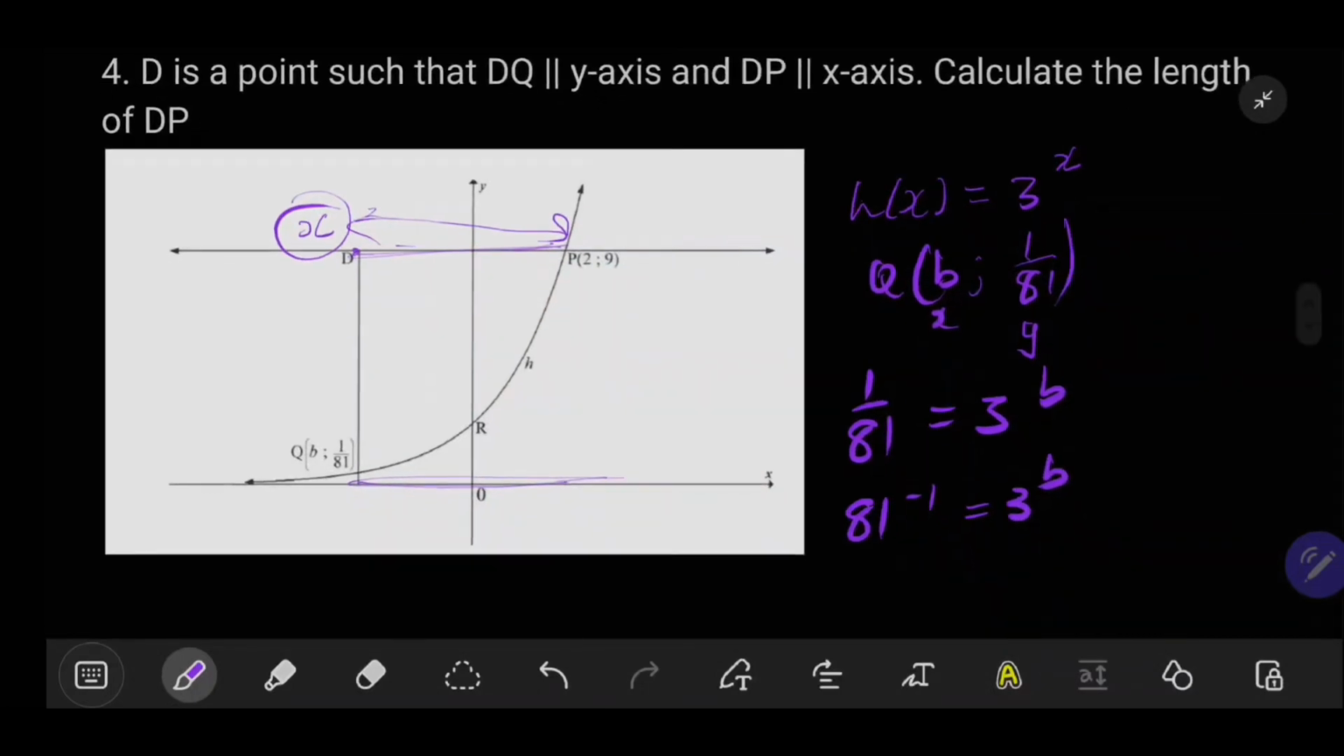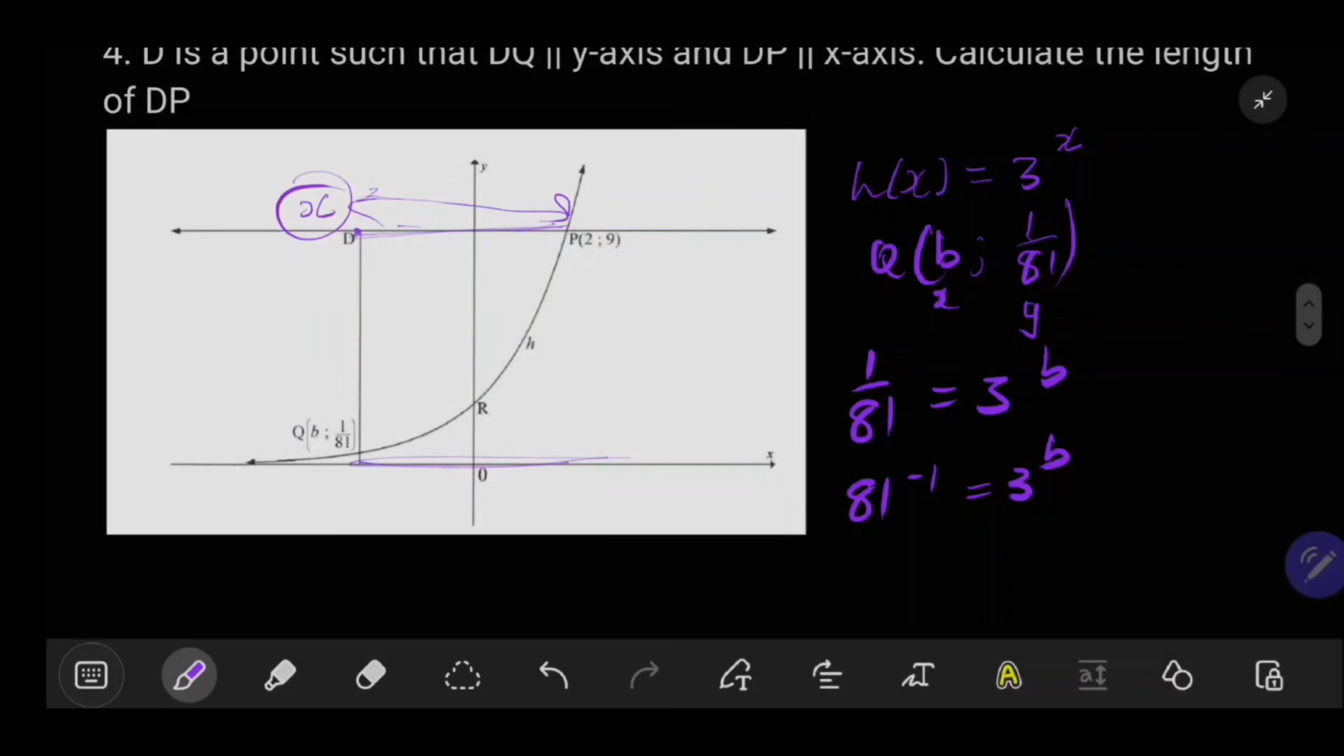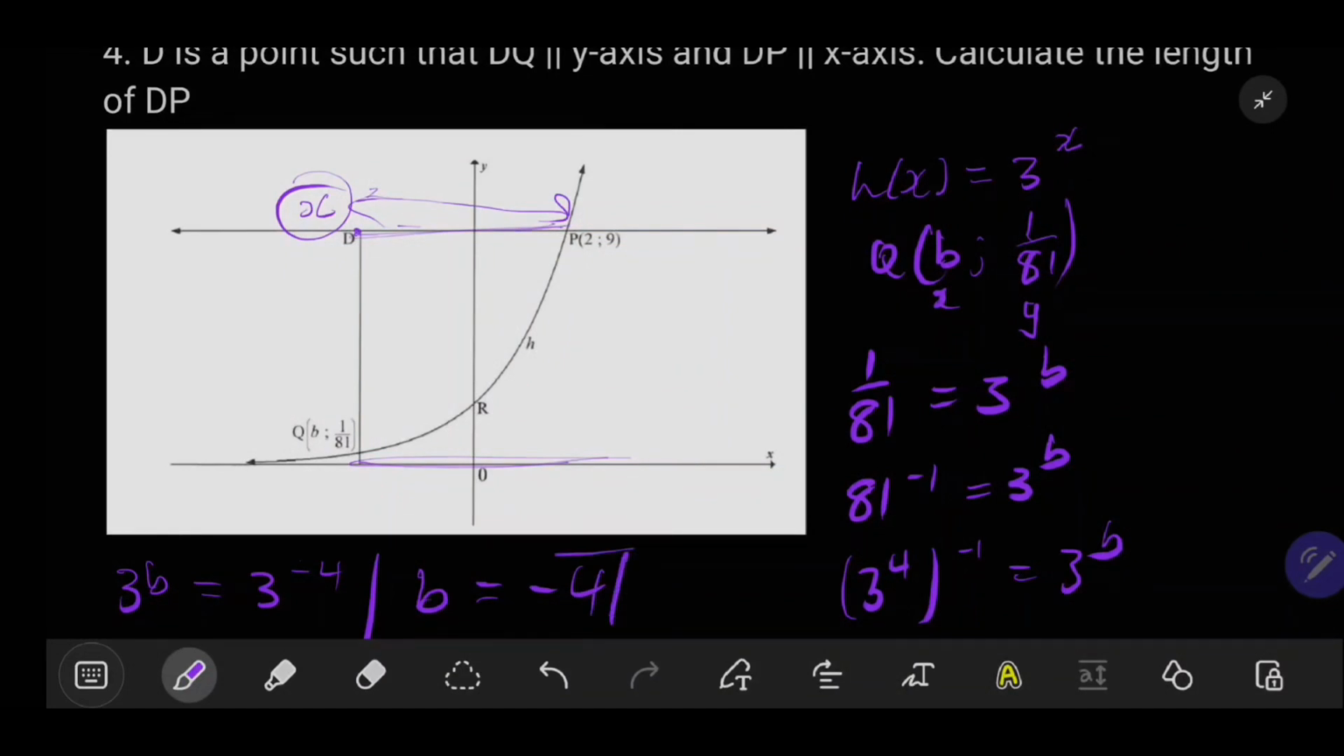Then on your calculator, you say 81, shift fact, and it's going to give you 3 to the power 4. Remember, we still have negative 1 there, which is equal to 3 to the power b. Then it means that 3 to the power b is equal to 3 to the power minus 4. So the value of b is equal to negative 4. So at this point, this is negative 4.